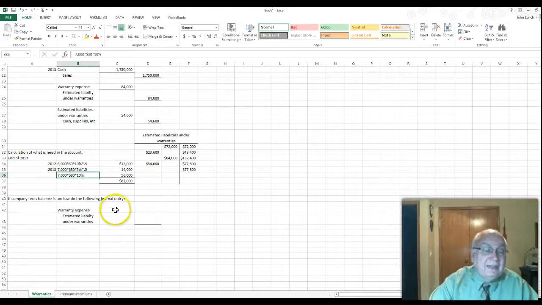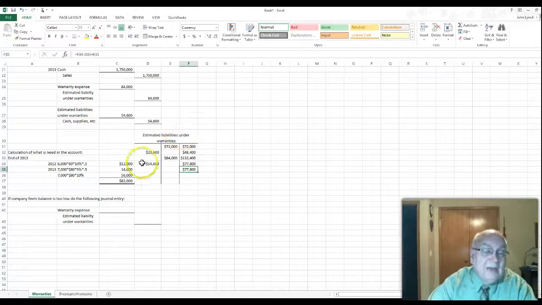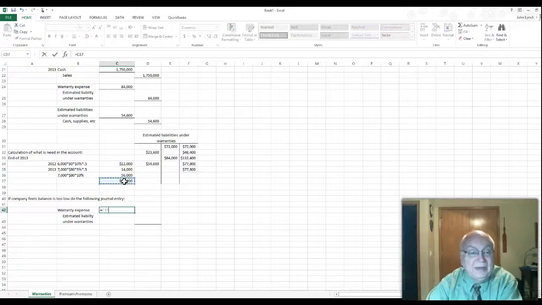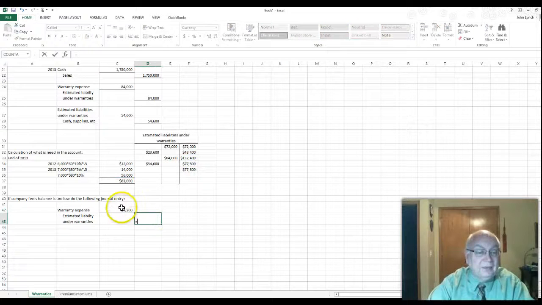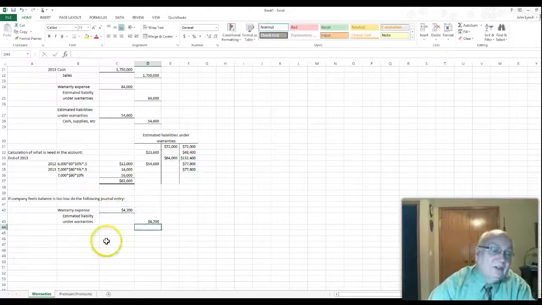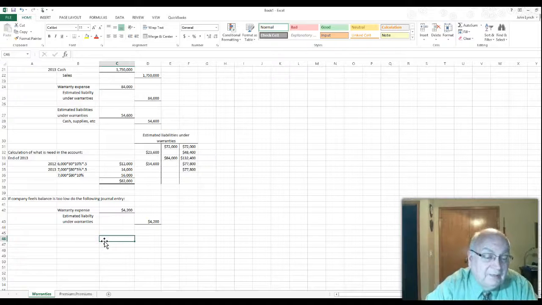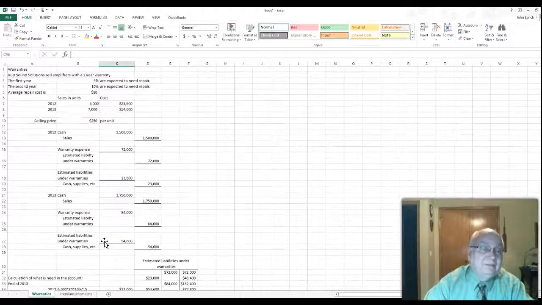Now, the idea here is that we have $77,800 left in the estimated liability under warranties, and we have $82,000 that we need. If you think that's too small of a number, you can do a journal entry just for the difference, which would be $4,200. If you think that's close enough, you don't have to do the adjusting entry. That's going to be a call that you have to make. But that's basically how you do the warranties.